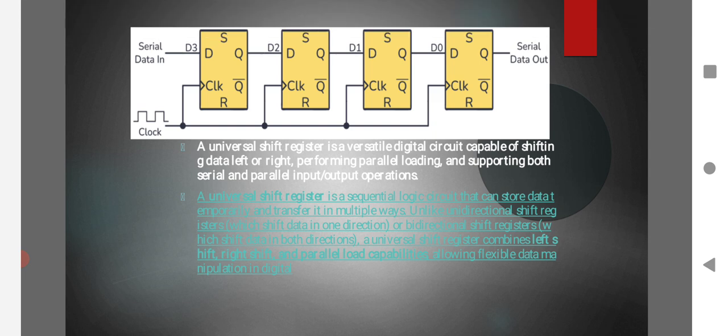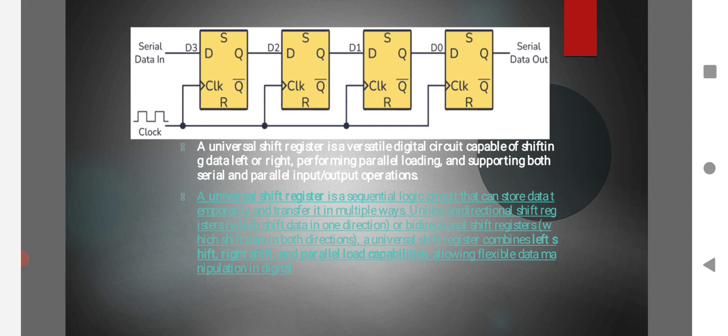This is the Universal Shift Register diagram. Here 4 flip-flops are used and the inputs are D. D flip-flops are used here with output Q bar, and the clock signal is given as an input. Serial data input is given, and the output is serial data output, and in each section we get the outputs D0, D1, D2 and D3.